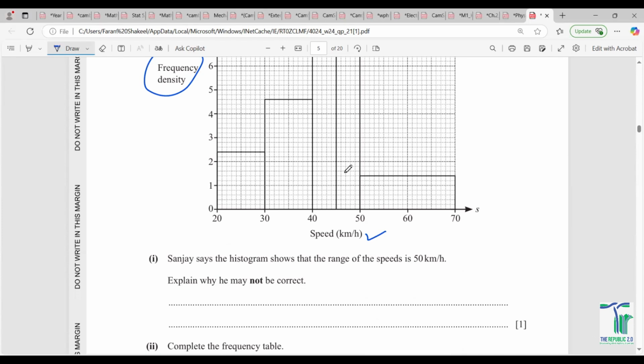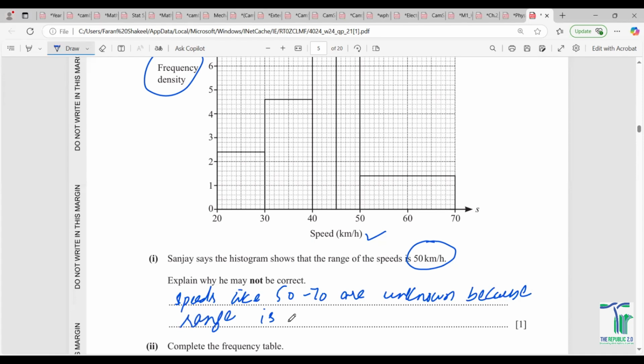तो सिंपल सी बात देखें, जब उसने कहा आपको कि the range is 50 kilometers per hour, so you are stepping ahead of it from 50 to 70. So what does that mean? कि जो आपने डाटा की ग्रुपिंग की है वो स्पीड्स आपको पता ही नहीं है, you do not know what to do with the speeds, right? So you can just simply write that the speeds like 50 to 70 are unknown because the range is 50 kilometers per hour.